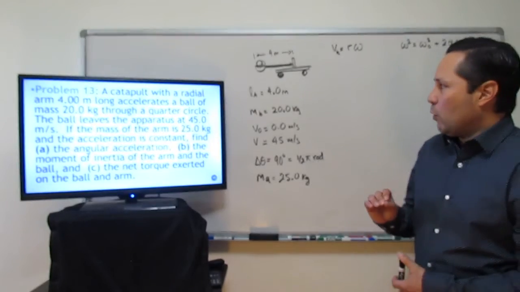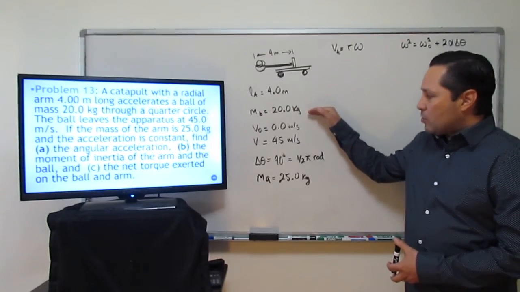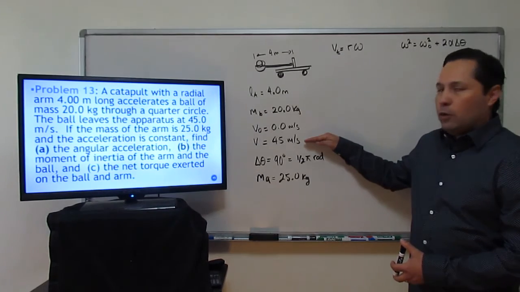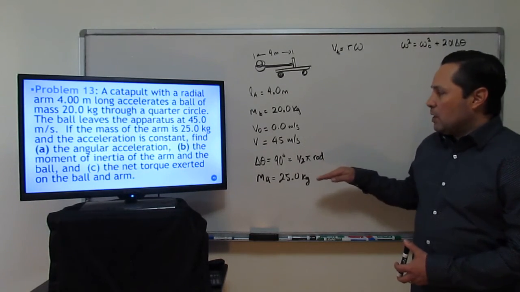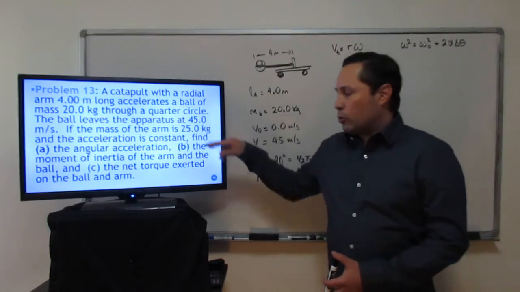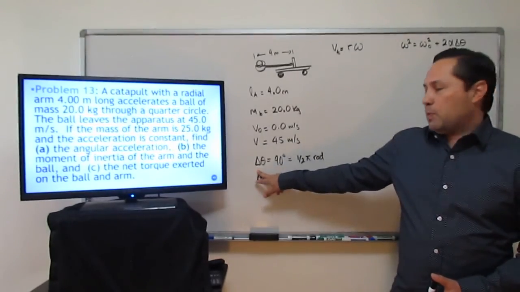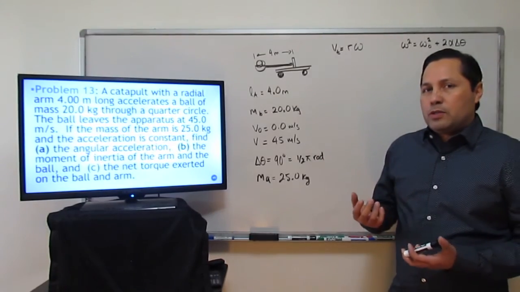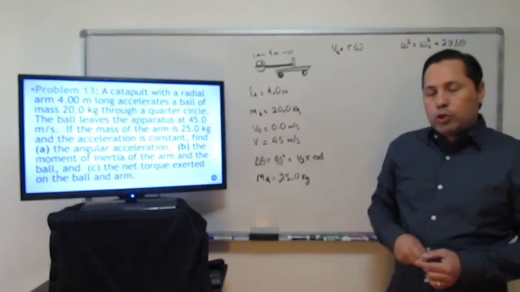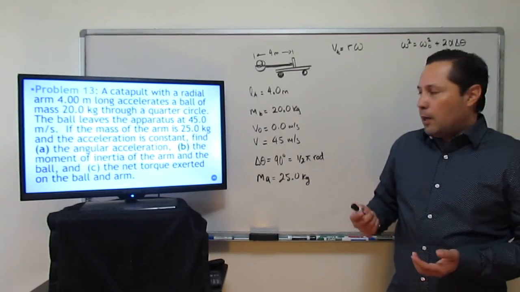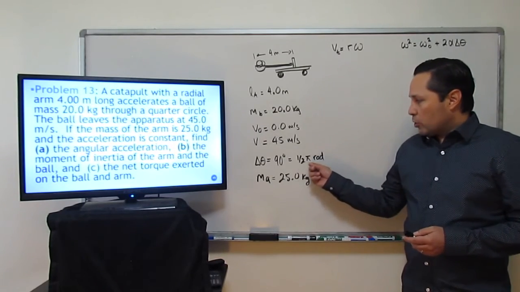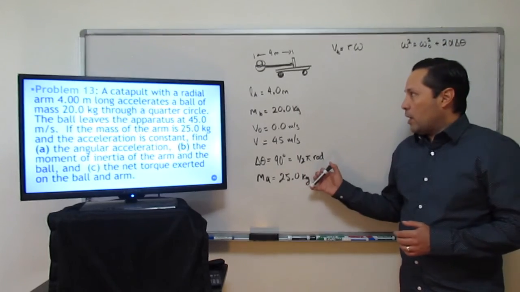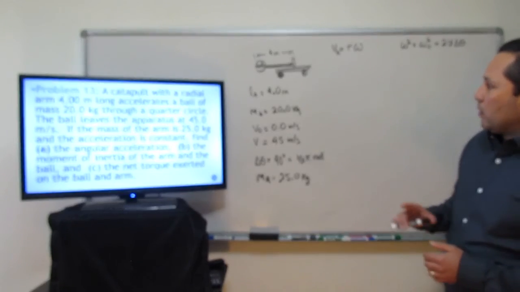Again, outlining what we have: the length of the arm, the mass of the ball, the mass of the arm, and the initial and final velocity of the ball as it leaves the catapult. And they did say through a quarter circle. So we do have the angular displacement, which is 90 degrees, though we need it in radians. If a full revolution, a full circle, is 2 pi, then a quarter of a circle, which is 90 degrees, will be a half pi radians. So that's what we're going to use for our angular displacement.